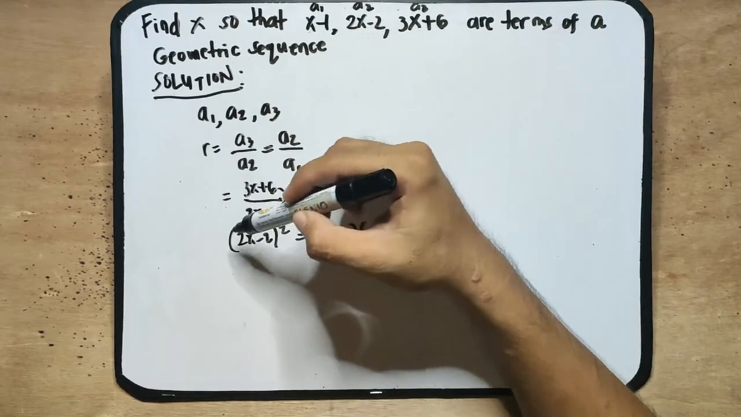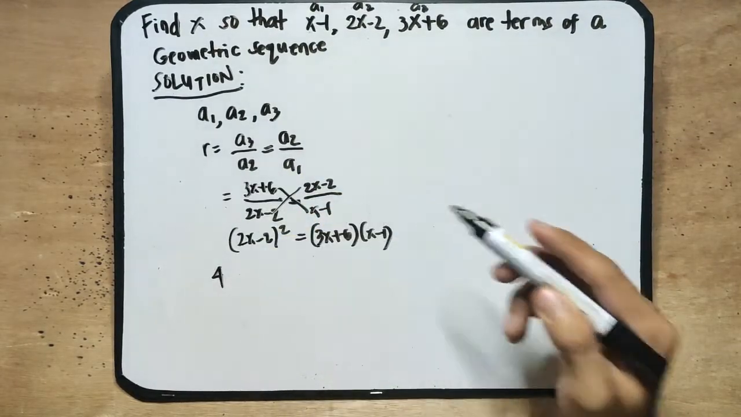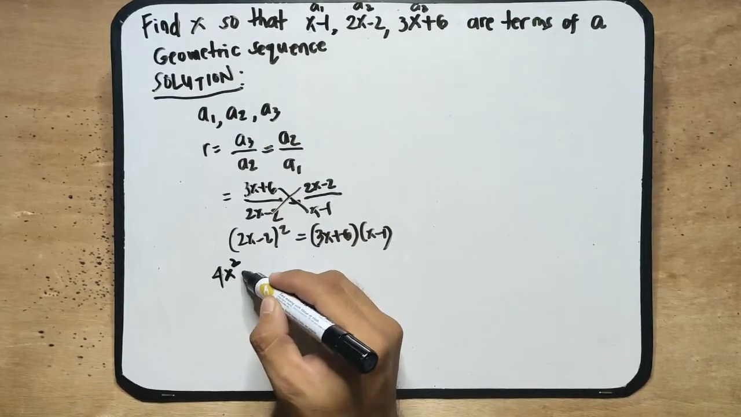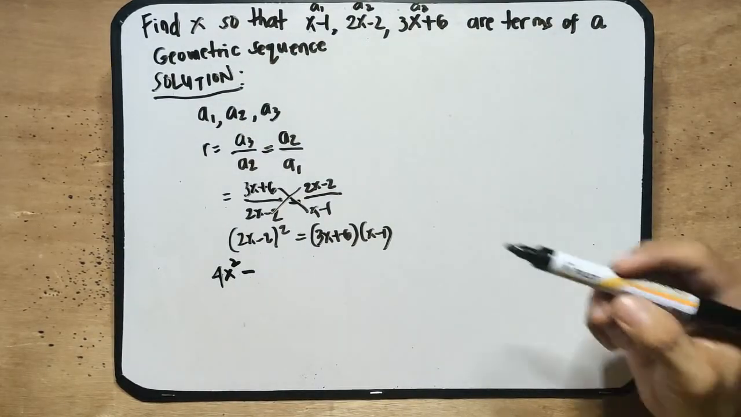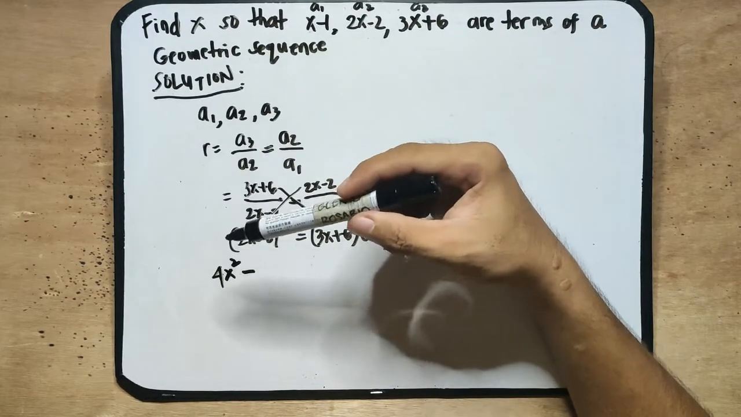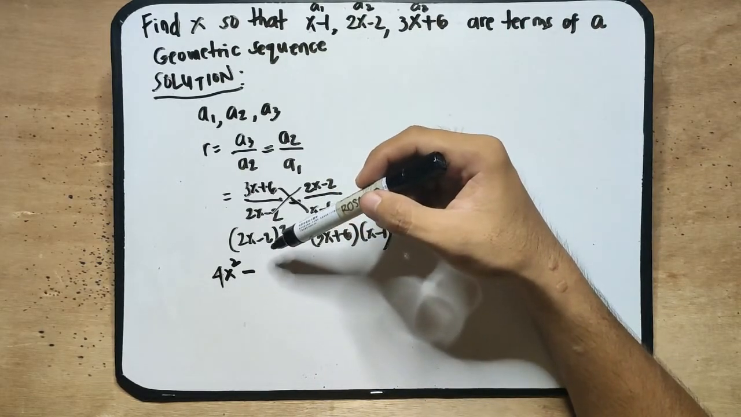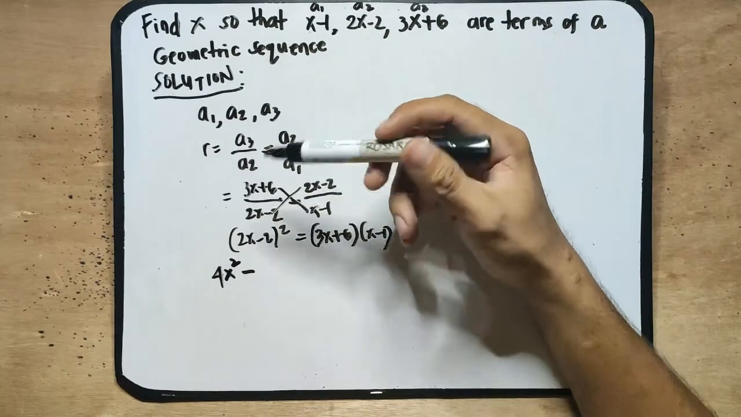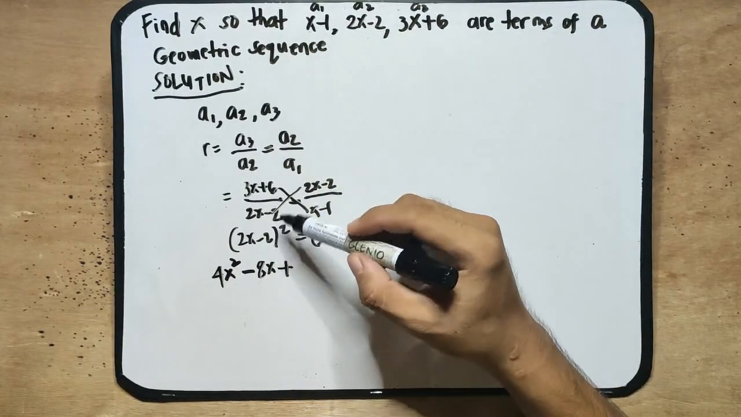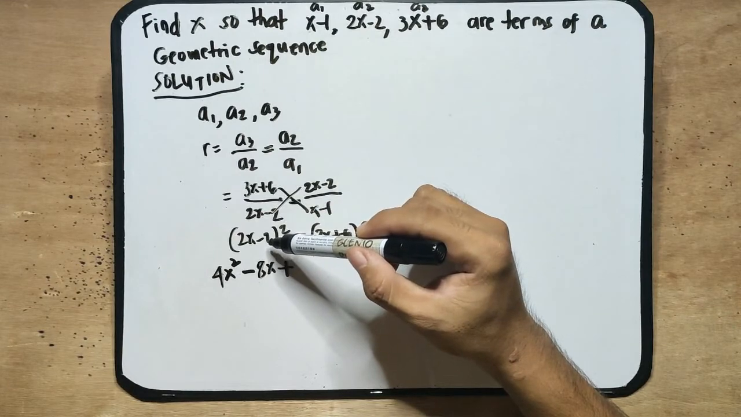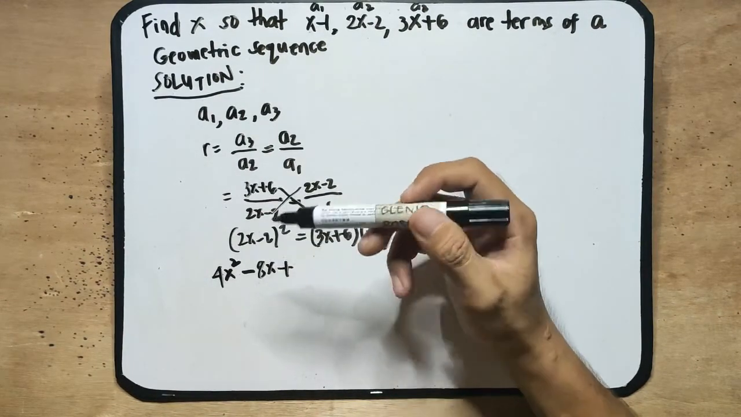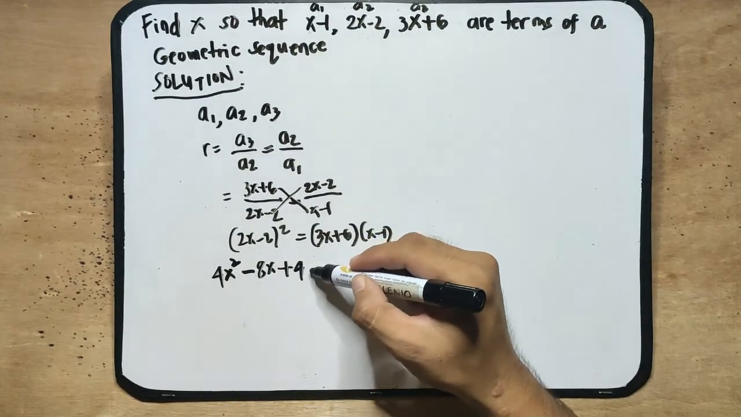So, squaring this binomial, we have the first term of the trinomial. The resulting trinomial is 4x squared. The middle term will be twice the product of the first and the second term of the binomial. We have 2x times negative 2 is negative 4x times 2 is negative 8x. And then the last term will be the square of the last term of the binomial. So negative 2 times negative 2 is positive 4.